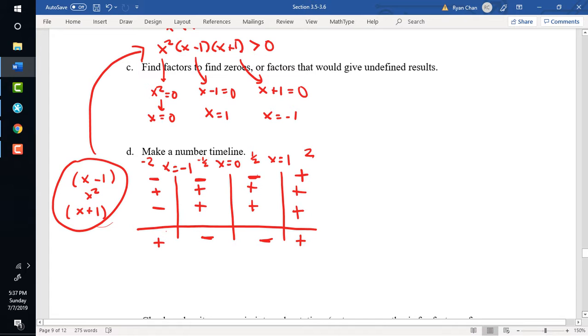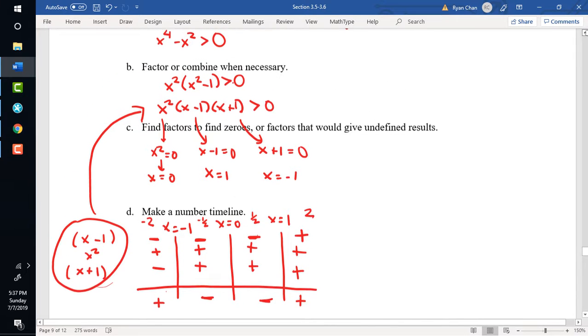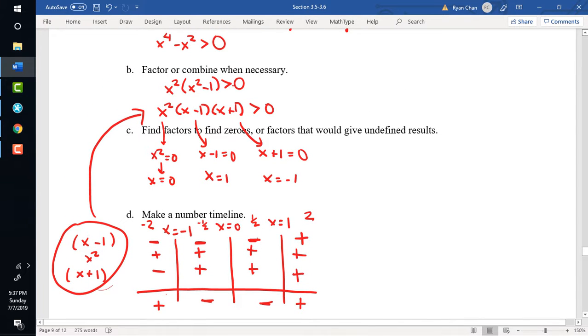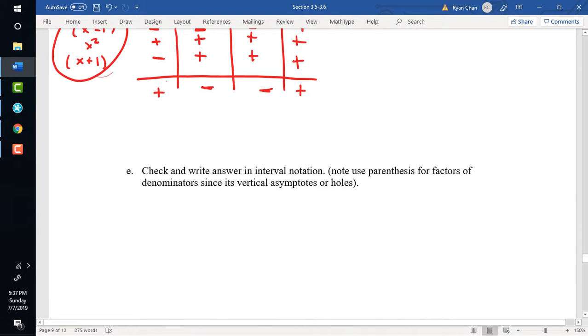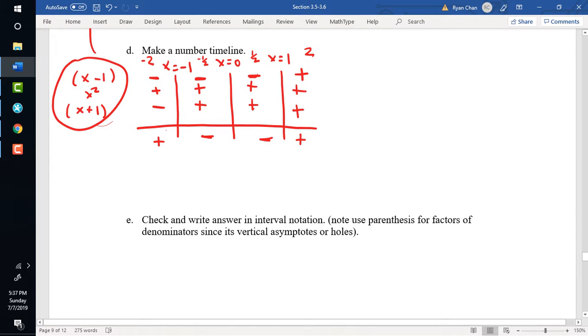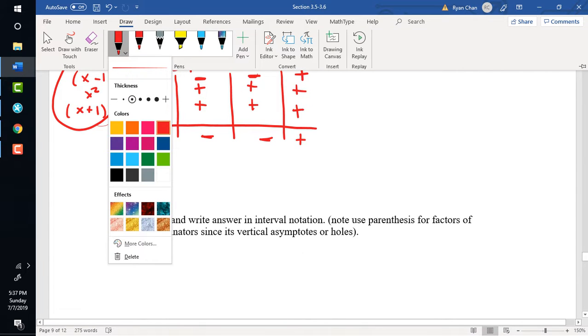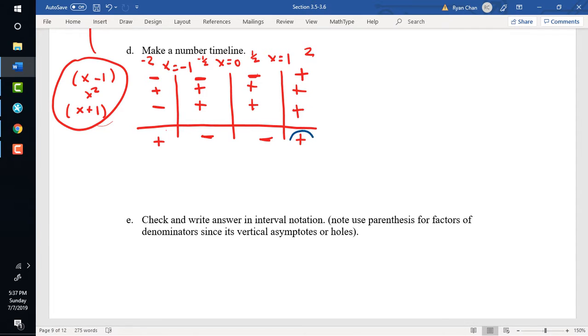So let's talk about this right here. We are trying to find what? We're trying to find when x to the fourth, if I scroll all the way back up, when x to the fourth minus x squared is greater than 0. So if it's greater than 0, I'm actually trying to find when it's positive. So let me scroll down. Okay, so if I look at where it's positive, I'm going to circle this in blue. This is positive right here, and this is positive right here.